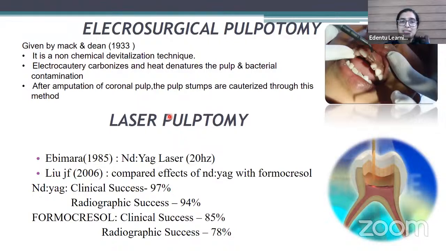Such a recent aspect is this laser pulpotomy, in which we use different lasers like the Nd:YAG laser, and there has been a considerable amount of clinical success as well as radiographic success for this Nd:YAG laser pulpotomy when compared to that with the formocresol pulpotomy. Okay, so just have an idea regarding all of these.